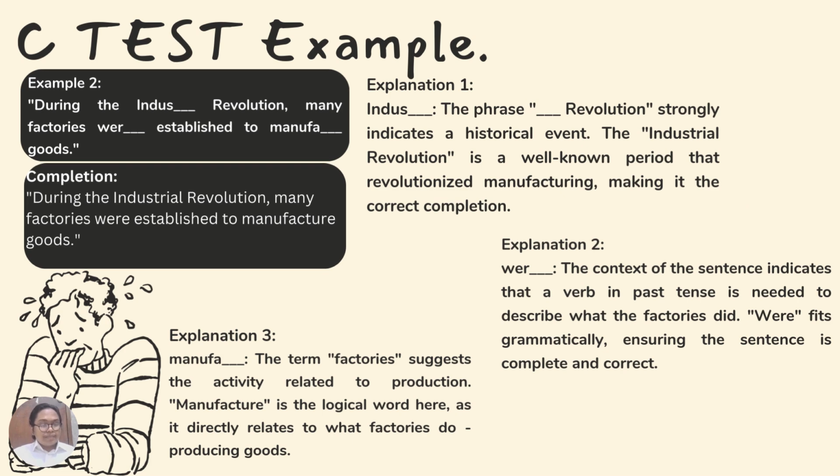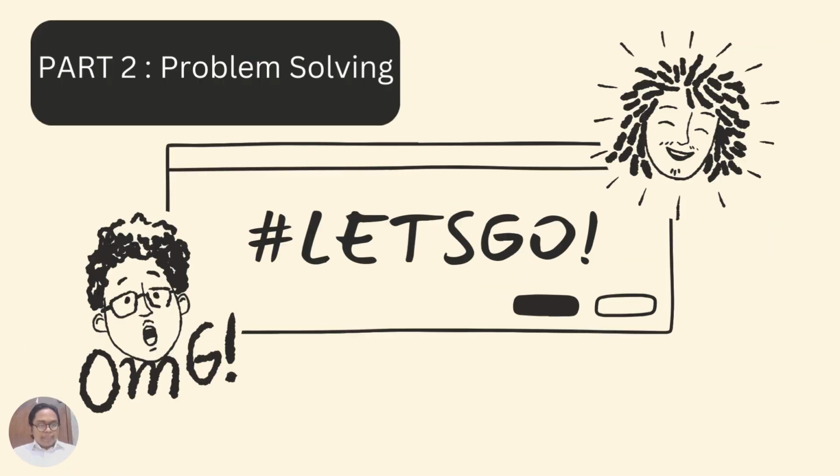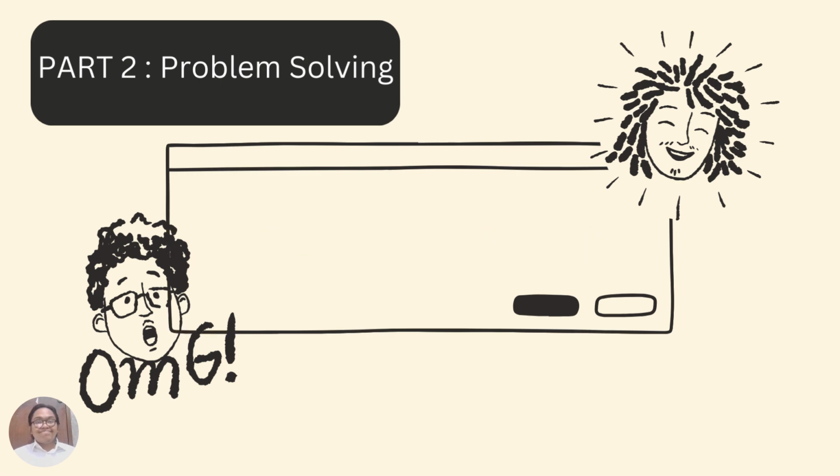Explanation number three, manufa... The term factories suggests that the activities are related to production. Manufacture is a logical word here, as it directly relates to what factories do: producing goods. Now we continue to part two, problem solving. Let's go.